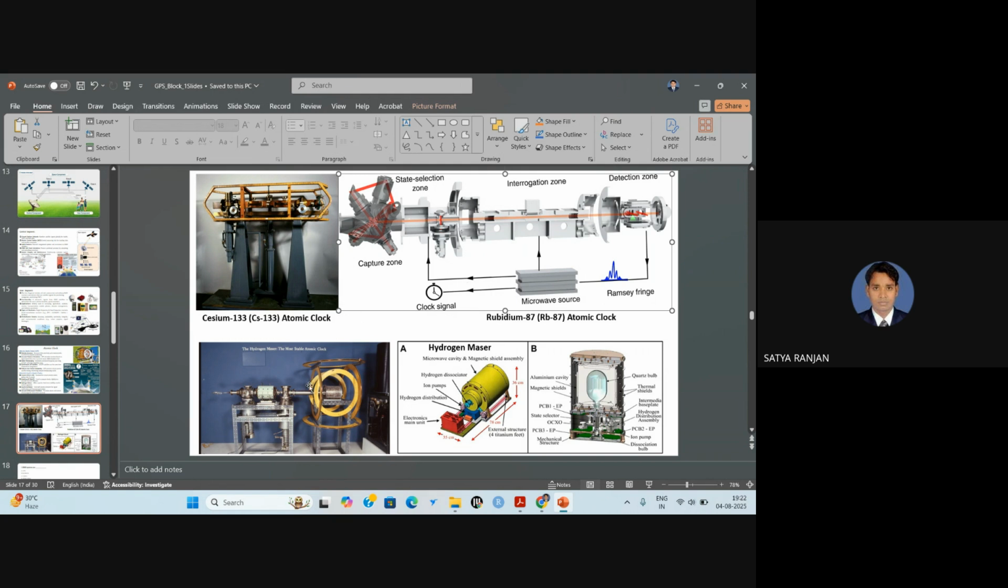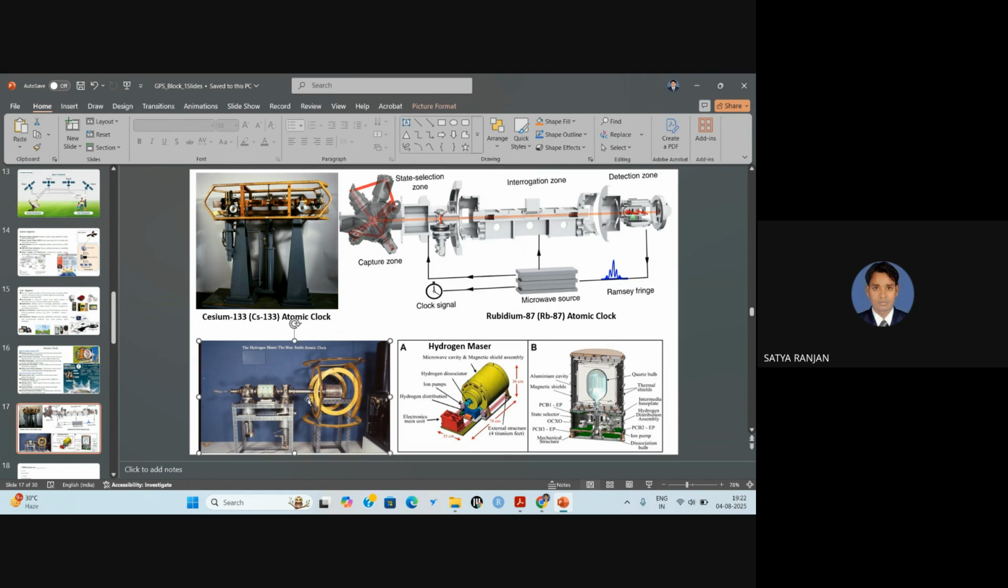Then it is a hydrogen maser. The picture is a hydrogen maser clock. So these are some parts of this, and the hydrogen distribution and some different parts are given in these pictures. Likewise, all these atomic clocks are used for different satellite systems.